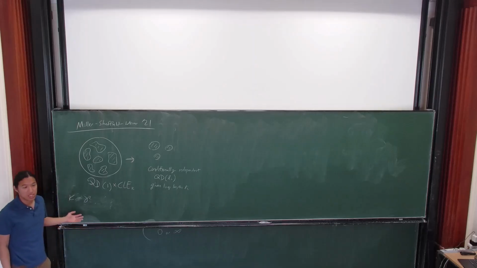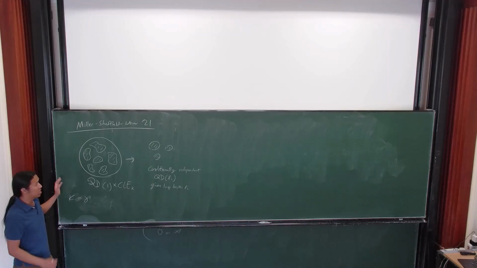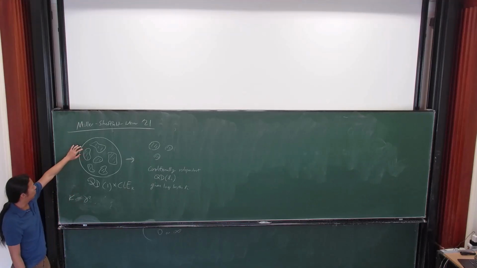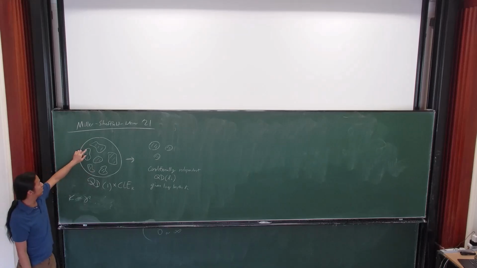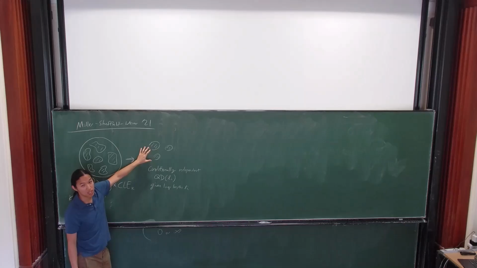Okay, so this is kind of an elaboration of the earlier story I said, where you cut a sphere by a loop and you get two things which are independent. Now we cut the disk by this CLE collection, and once I tell you the loop lengths of all of the loops, the remaining quantum surfaces are conditionally independent quantum disks with these specified loop lengths.